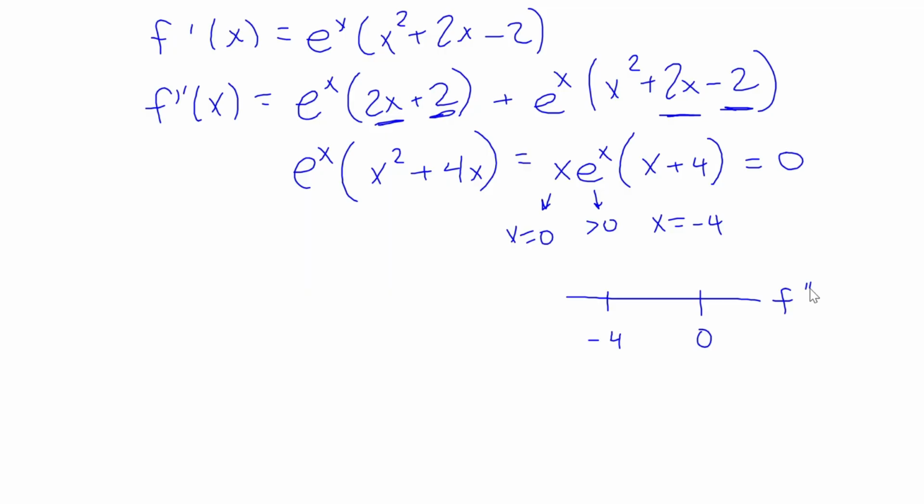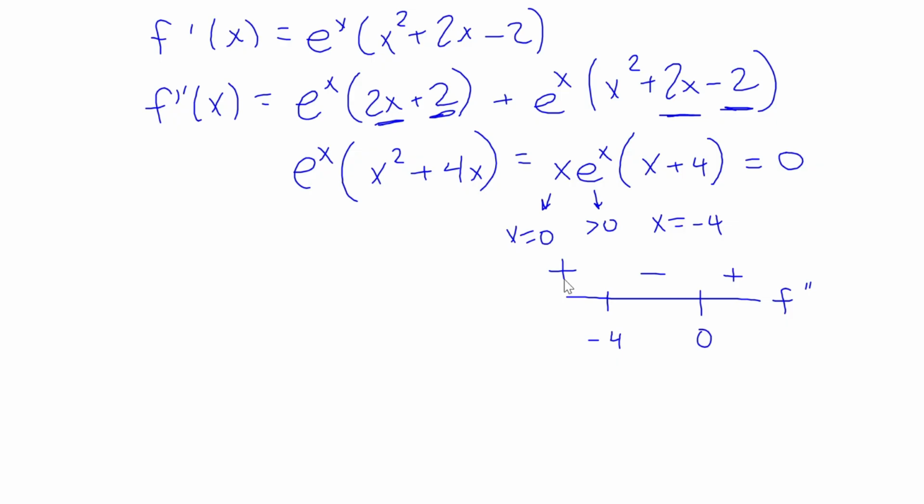And if we plug in something more than 0, like a billion, all three of these terms are positive, so we're concave up. If we plug in something like negative 2, that's between negative 4 and 0, the x is negative, but e to the x and x plus 4 are both positive, so we're negative on that interval for our second derivative, which means the function is concave down. And then if we plug in something less than negative 4 into each of these three pieces, we get a negative times a negative, which gives us two negatives times a positive, which is a positive.